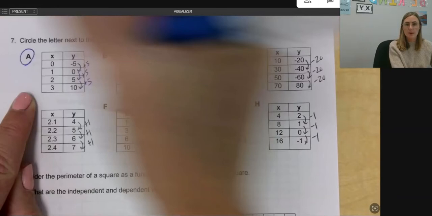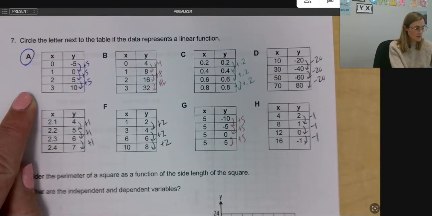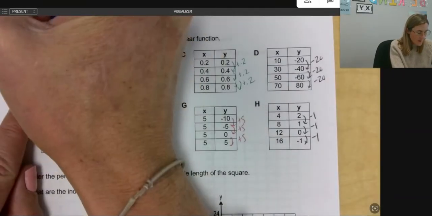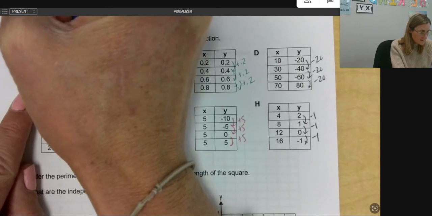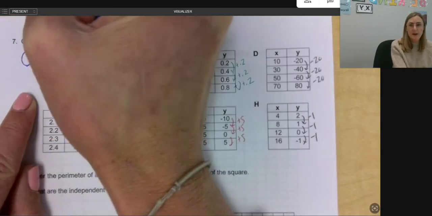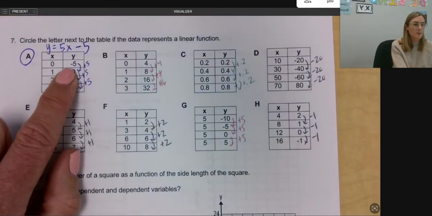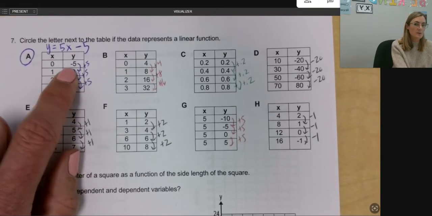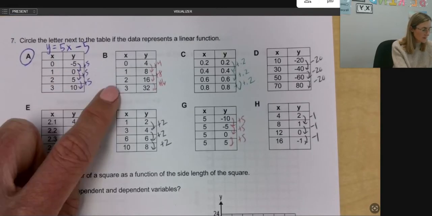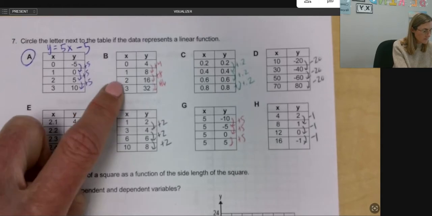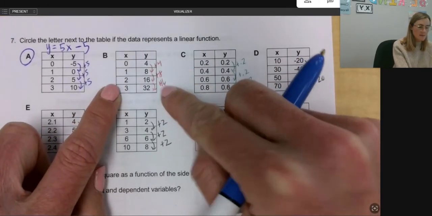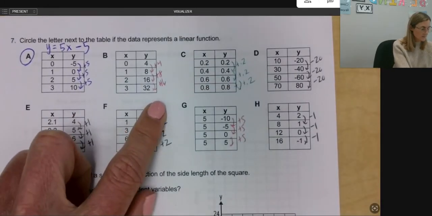This is going to form a line. I could even write the equation of the line. This is going to be y equals 5x minus 5. Remember, we start with the e, which is stage 0. This one, I go 0, 1, 2, 3, but I go plus 4, plus 8, plus 16. That's not going to be a linear function.